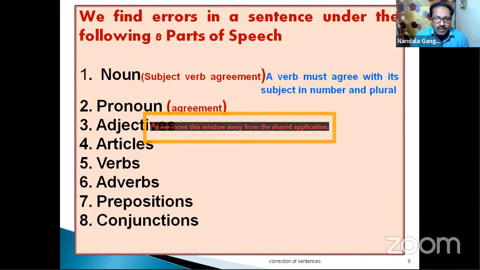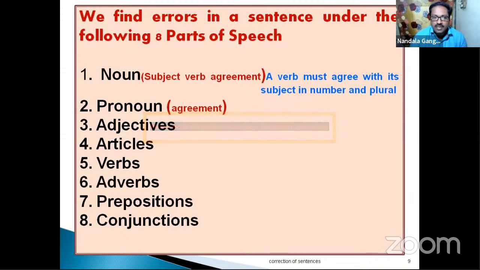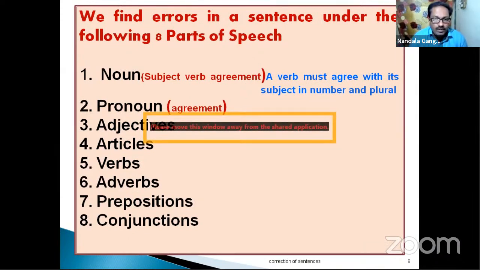In noun errors, there may be subject-verb agreement. What is subject-verb agreement? If the subject is singular, the verb must also be singular. If the subject is plural, we have to use a plural verb. So the verb must agree with its subject in number. Both follow the same rule.